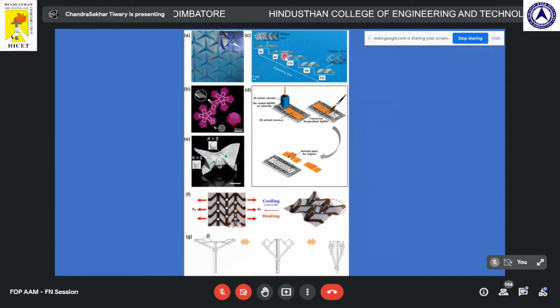So that's one of the ways they look at it, and huge research is happening. These are mostly inspired by Japanese art, which is called origami or kirigami. You can read more detail in the paper. This is an example where they build this structure by heating and cooling, and it can change shape.